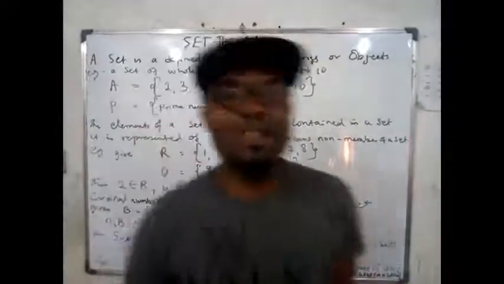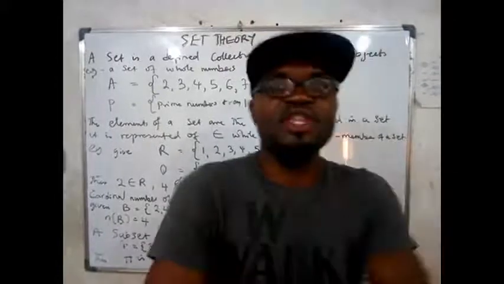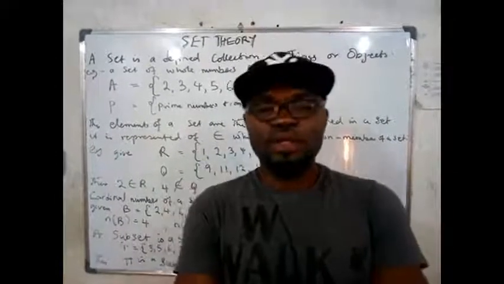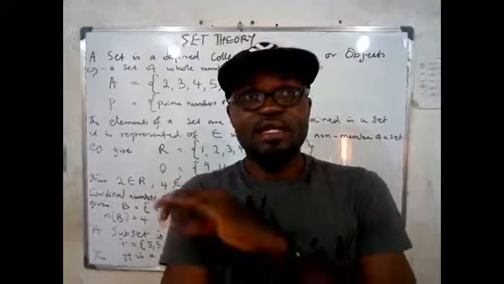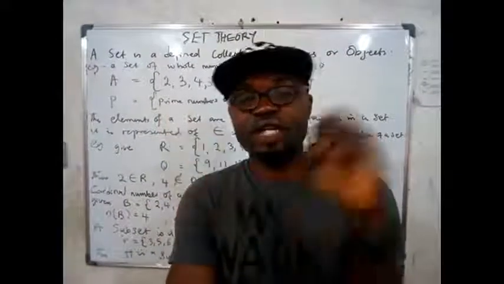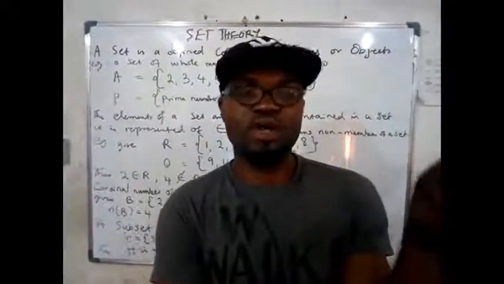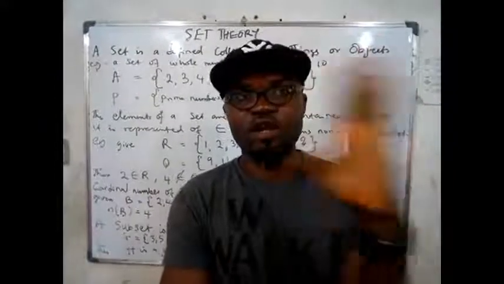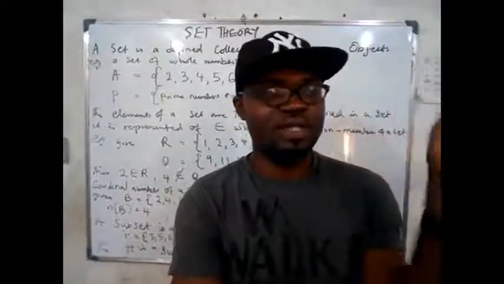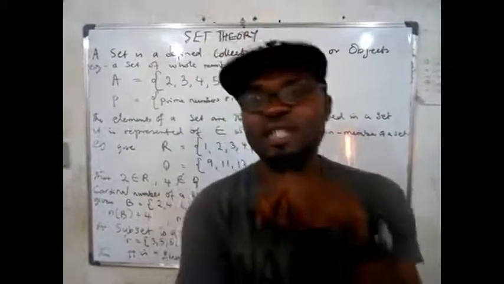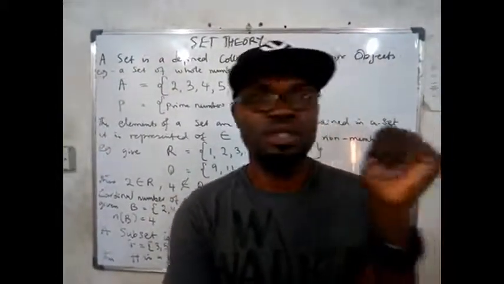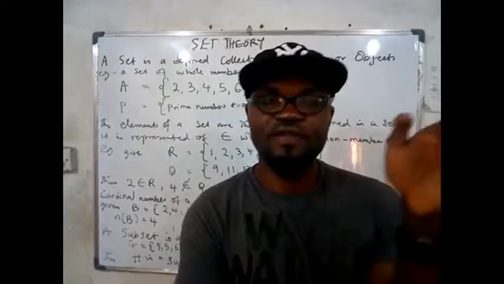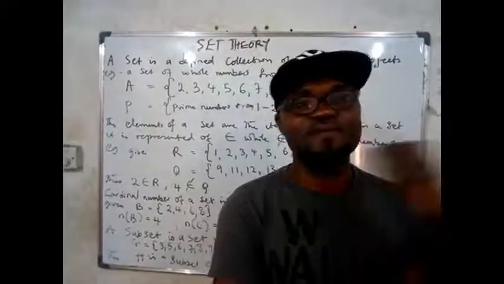Hello, welcome. Today we are going to be looking at set theory. What is a set? A set is a well-defined collection of objects or things. You can talk about a set like you say a set of whole numbers from 2 to 10. That means 2, 3, 4, 5, 6, 7, 8, 9, 10.